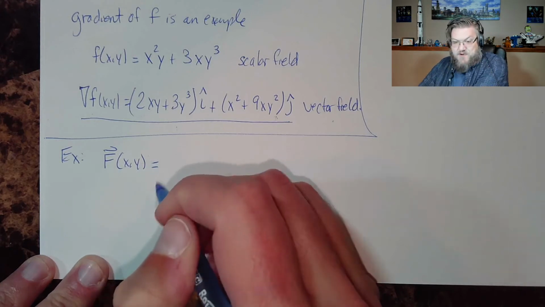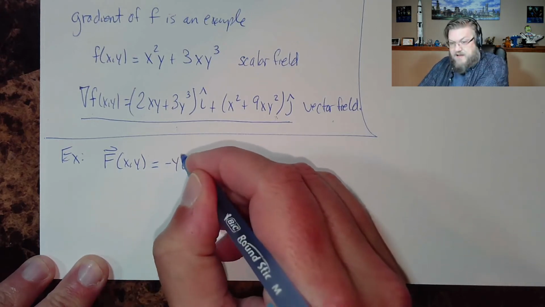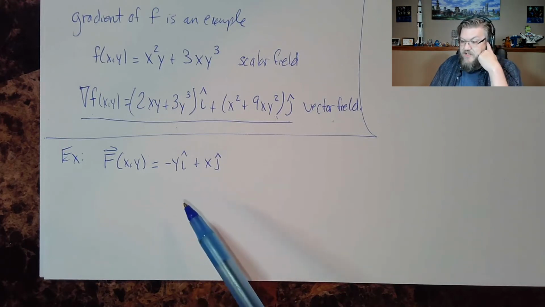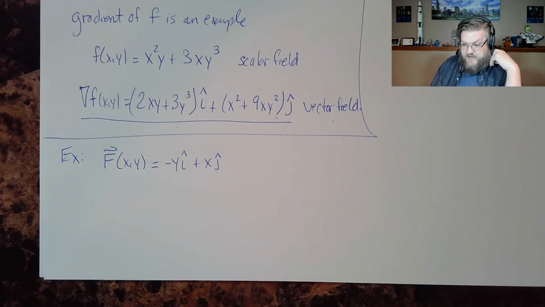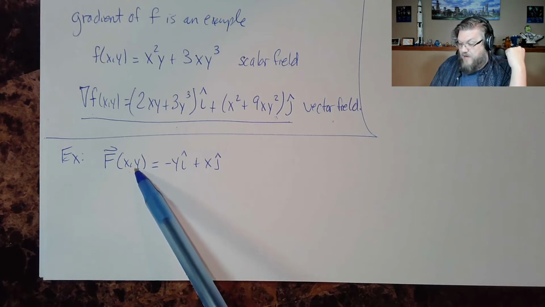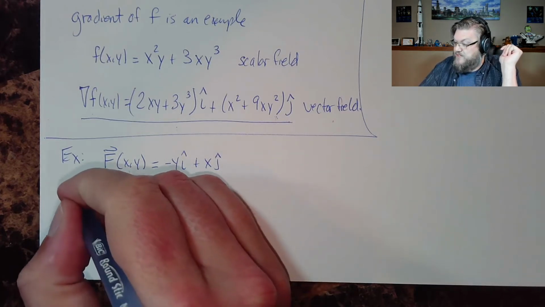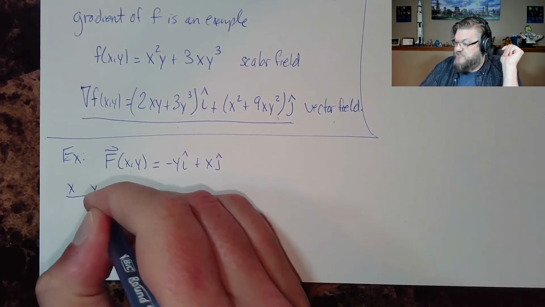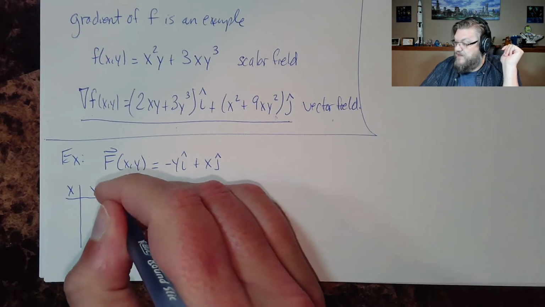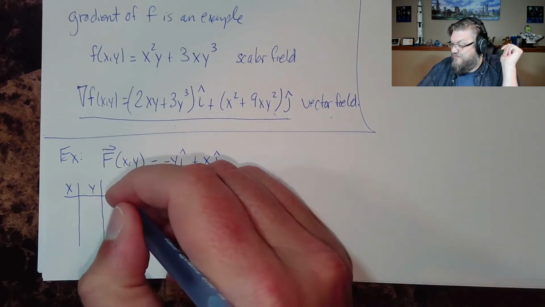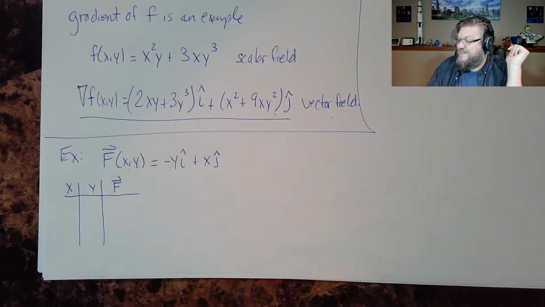Let's say that f of x, y is negative y i plus x j. At the start of this, all you would have to do is make a table, right? Pick your x and your y coordinate, plug it in, and see what your vector is, and then plot that, right? So you literally might make a table like you were just starting out learning how to graph functions in Calc 1, right? Like way back in the day, yeah?